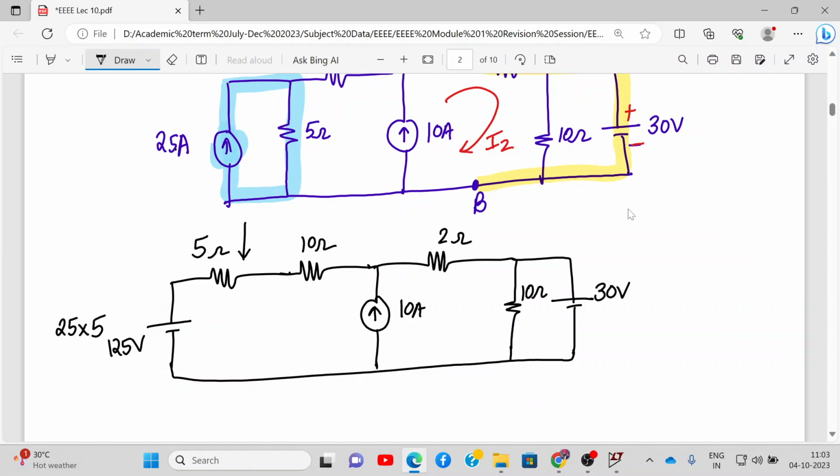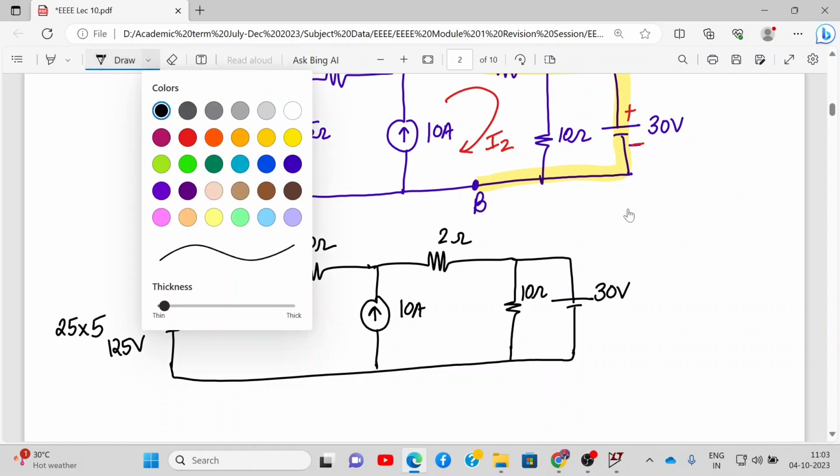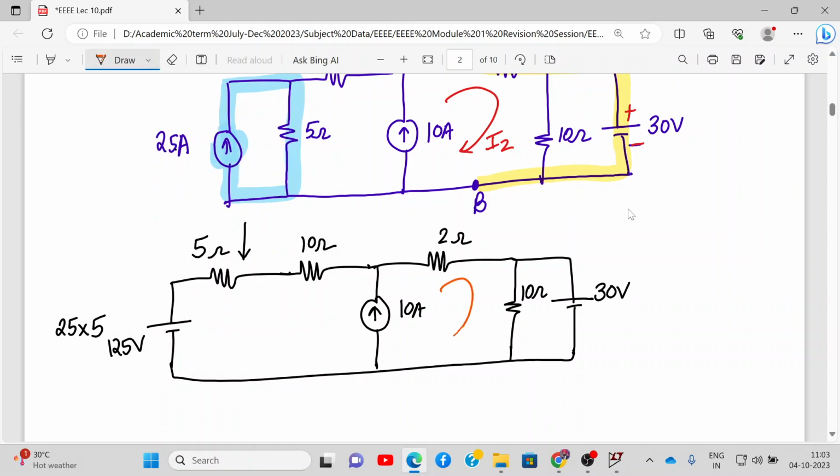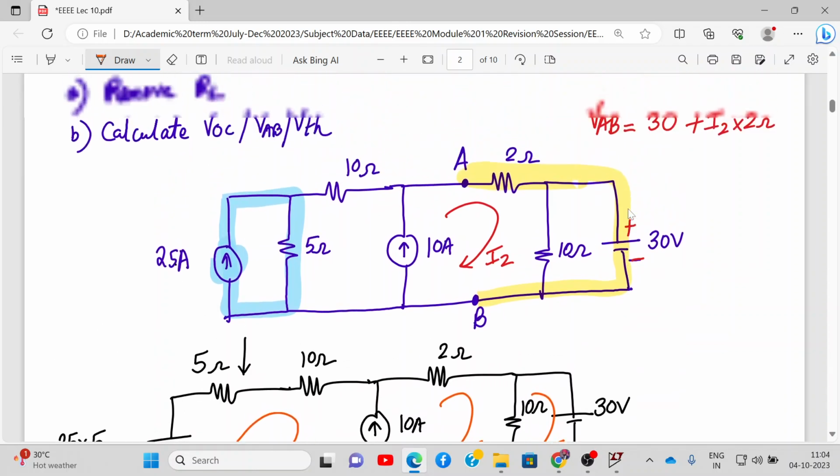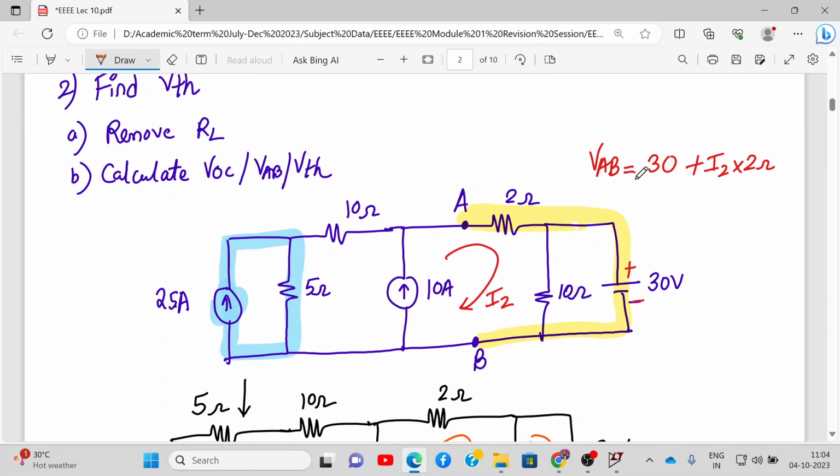Now we have defined the current direction as follows over here. This will be I2. So there will be 3 loops: this is I1 and this is I3. Now we can easily apply mesh analysis and calculate the value of I2, because once we know the value of I2, we can use the VAB formula, 30 plus I2 into 2 ohms, to calculate the value of VAB.